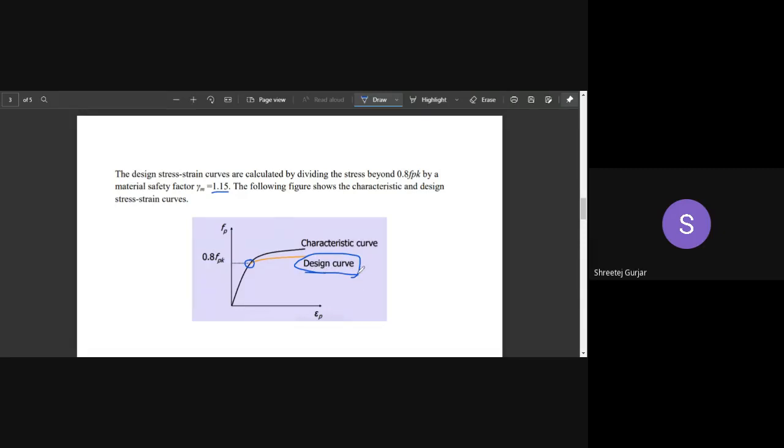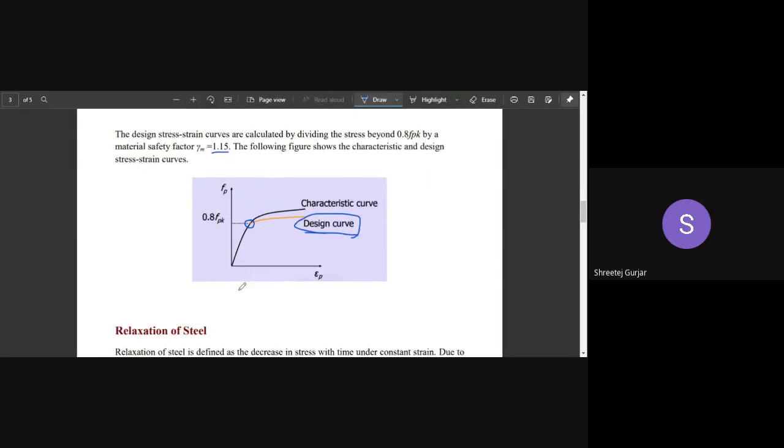Similarly, we have done the same process in concrete also, wherein we used 67% of our characteristic strength, and later we divided that 67% by our material safety factor, that is 1.5. So similarly, the same process is done over here.